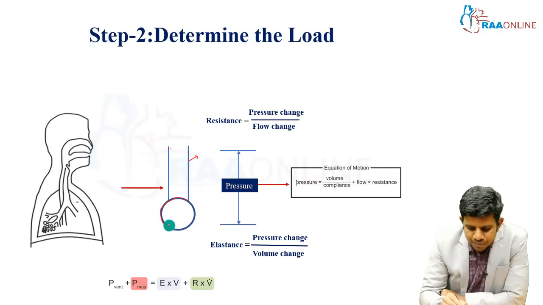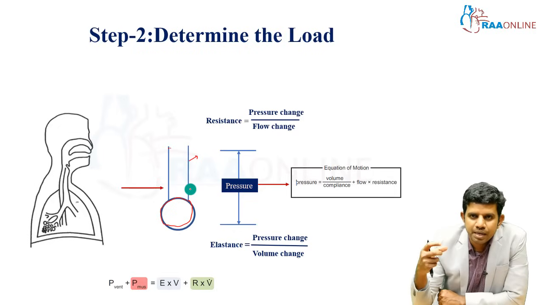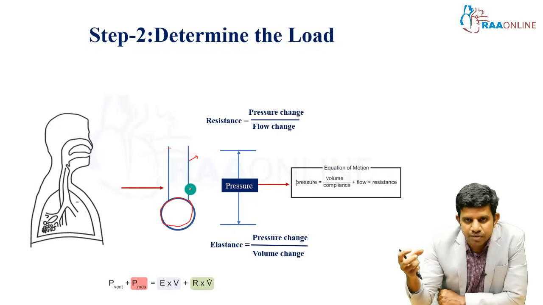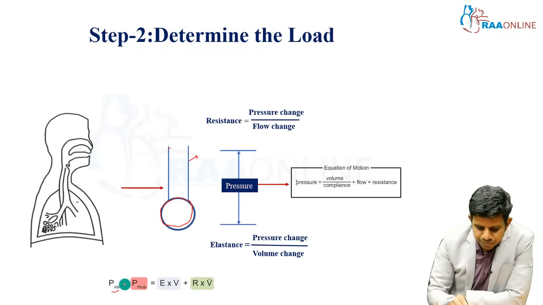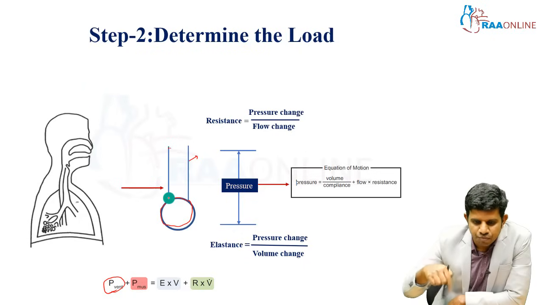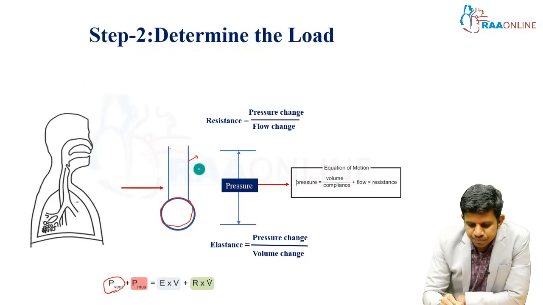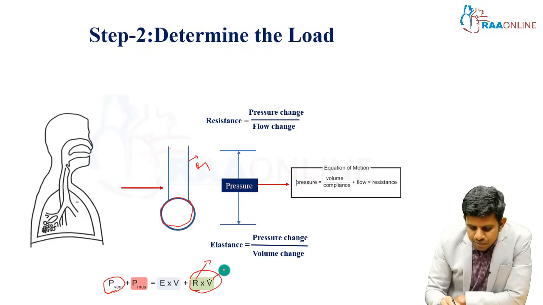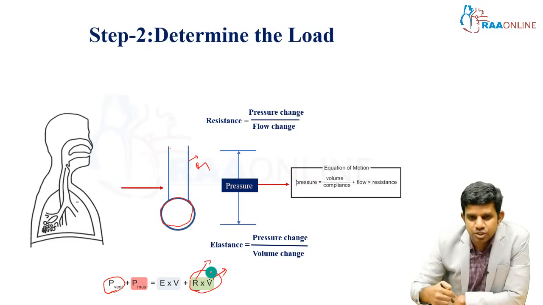This is your lung. Whenever you are delivering a breath to the patient with positive pressure ventilation, the delivering pressure is called P vent. P vent has to overcome the resistive pressure, the pressure the airway gives against the flow. Resistive pressure is R into V dot, where R is the resistance and V dot is the flow. It has to overcome this resistive pressure.